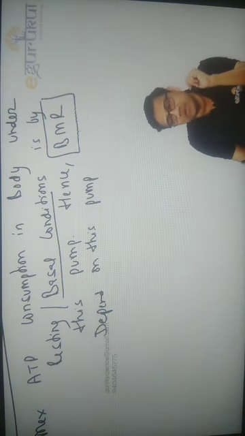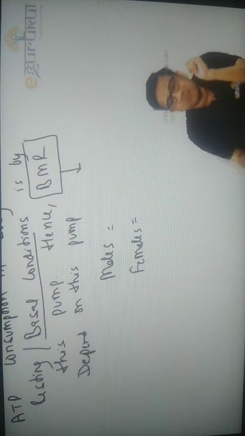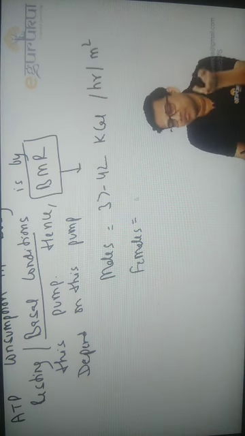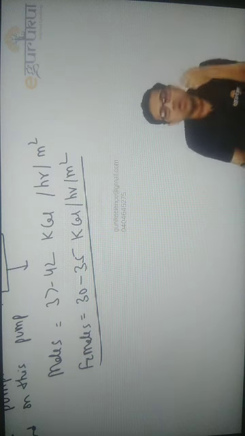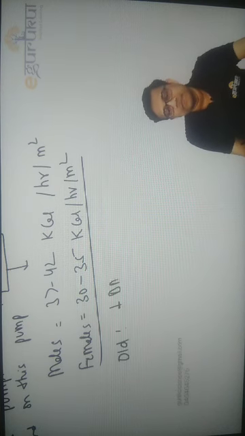Hence it is called BMR. What are the values for males and females? In males it is around 37 to 42 kilocalories per hour per meter square. It is less in females, around 30 to 35 kilocalories per hour per meter square. So this is the BMR. Females have a lower BMR, and with age the BMR decreases. Old people also have a decreased BMR.